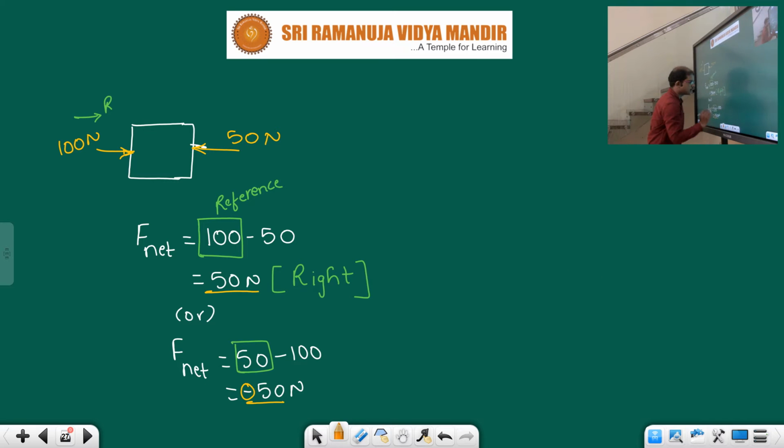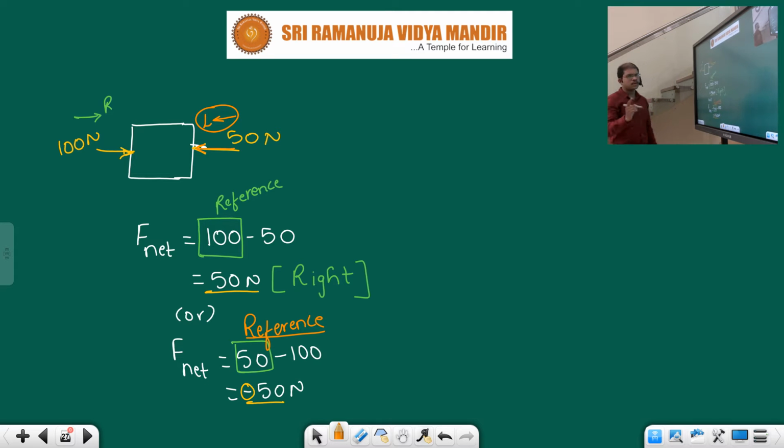50 as what, children? 50 as reference. What is our assumption now? Whenever you are writing 50 minus 100, we are assuming that the block is moving towards the left side. See that 15 newtons is acting towards the left side now. So what is our assumption? The block is moving towards the left side.